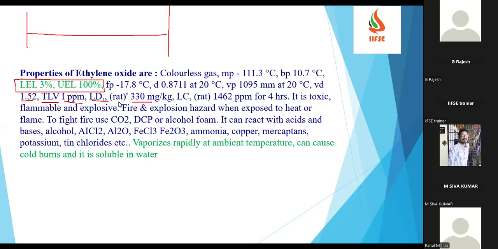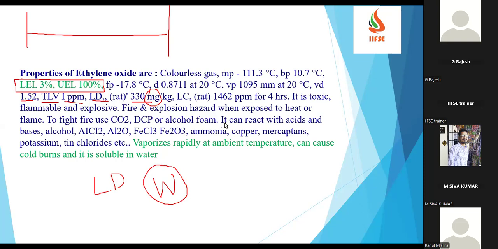So I forgot to tell this point. LD is calculated based on the weight of the animal or the weight of the test piece. Based on the test piece, they will give the concentration or the dose. It is per kg actually. And the concentration, LC50, is 1462 ppm for 4 hours.